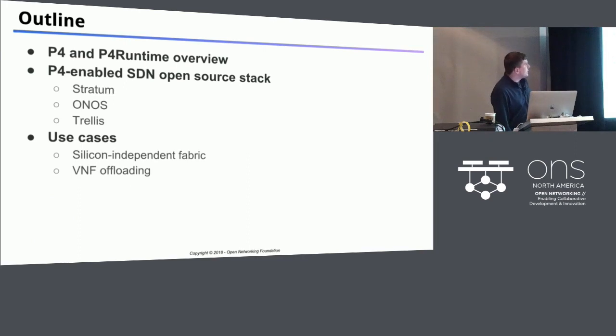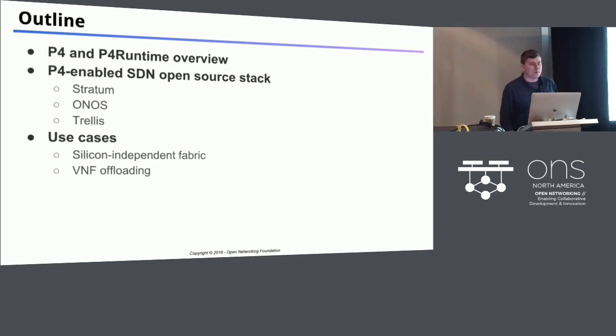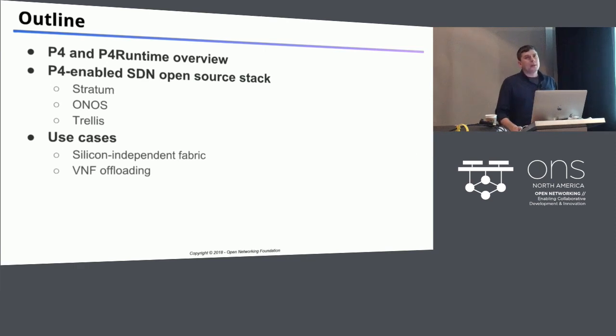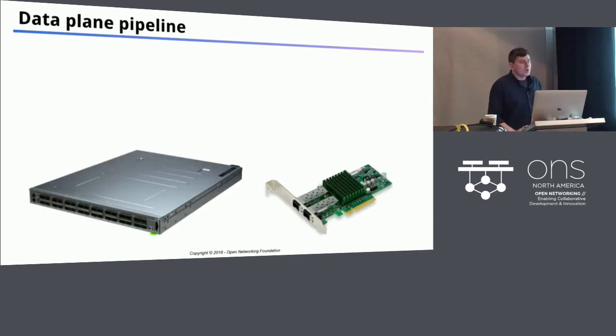So this is the outline. I'll give a brief overview of what P4 and P4Runtime are. I'll talk about the P4-enabled SDN open source stack that is available today, made of things like Stratum, ONOS, and Trellis. And I'll talk about some use cases that we are working on at ONF. In this talk, I'll talk a lot about data plane pipelines, and how by taking control of these pipelines, we can enable true open networking.